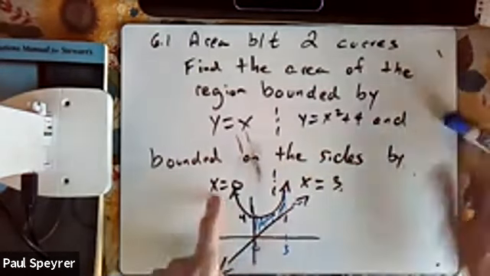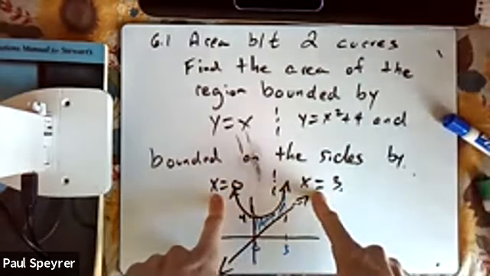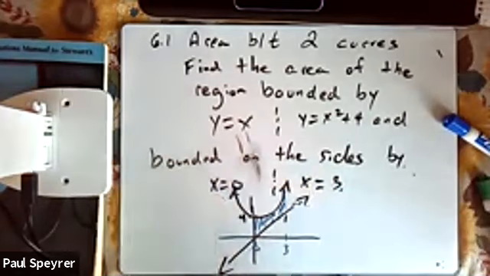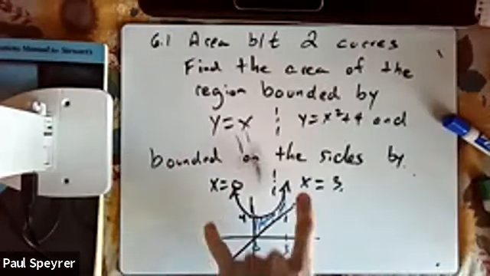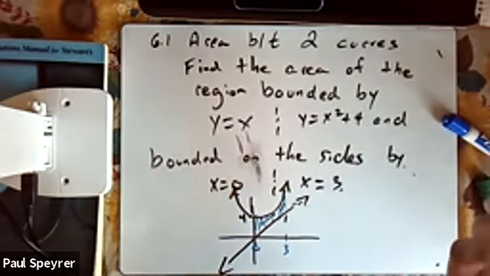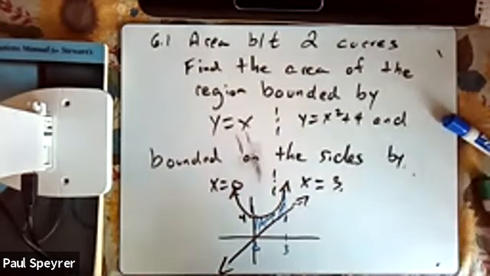Now, will they always give you these sides, like bounded on the sides like this? No, sometimes they won't. And that's what we're going to be doing right after this problem. If they give you the sides like this, the problem is very easy, because that's normally the hardest thing to find out: your limits of integration. Like, where are you integrating from what to what?